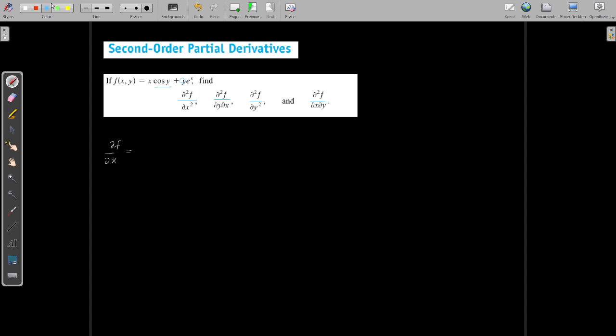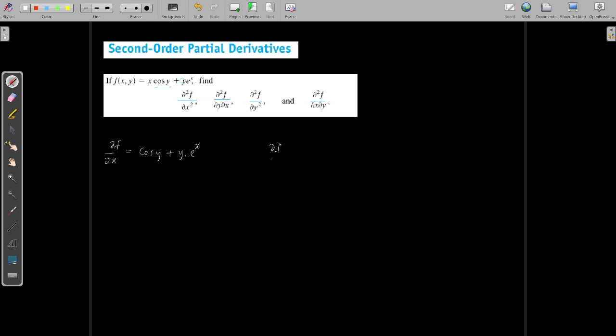So the derivative of x cos y: derivative of x is 1, then the constant cos y is here, plus y is constant, so you can write it as y here, and derivative of e raised to x. The derivative of e raised to x is e raised to x itself. So this is the first order partial derivative of f with respect to x.